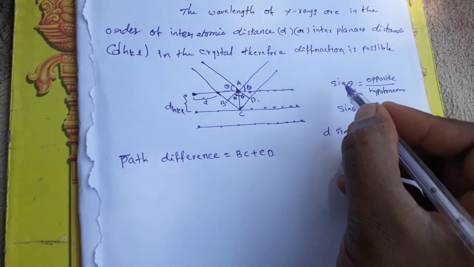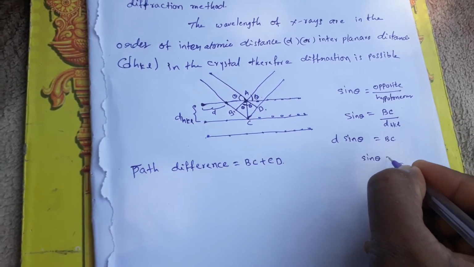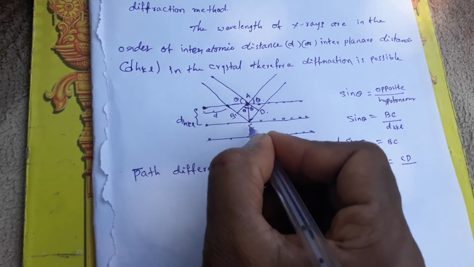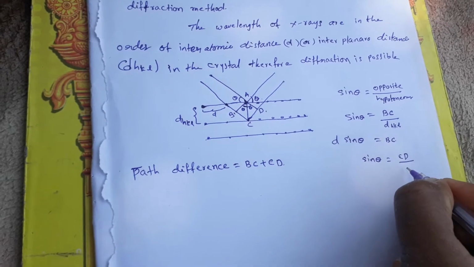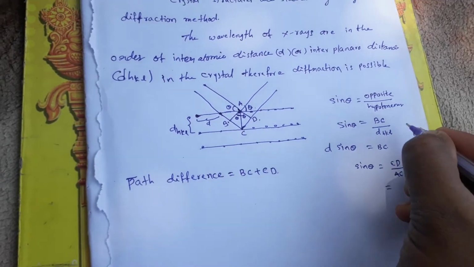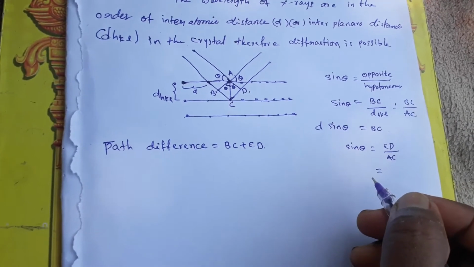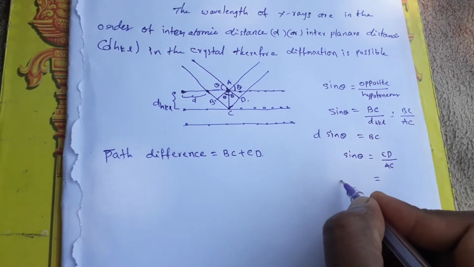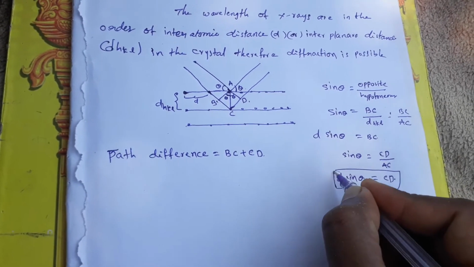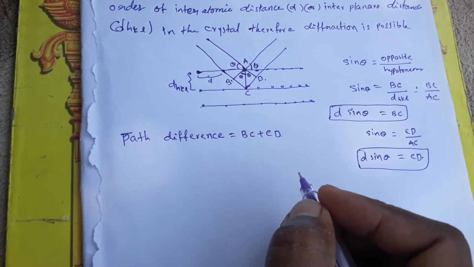If you see another angle, at C, sin theta is equal to opposite CD by the hypotenuse, that is AC, which is d HKL. So CD, since it is CD by AC, is AC sin theta, that is d sin theta, equal to CD. So here CD is equal to d sin theta and BC is equal to d sin theta. d is the distance between the HKL planes.